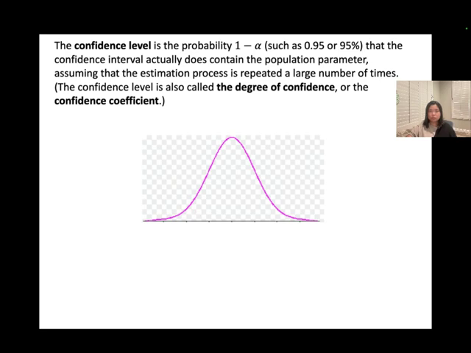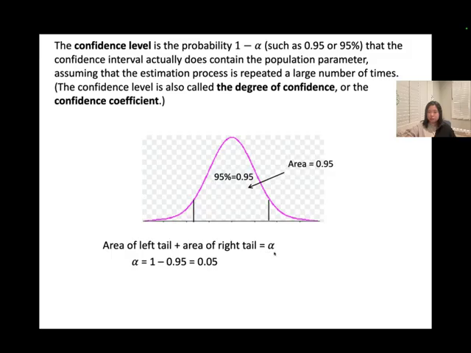Confidence level is the probability 1 minus alpha that the confidence interval actually does contain the population parameter, assuming that the estimation process is repeated a large number of times. For example, if I'm working with a 95% confidence level, that becomes 0.95. And what is alpha? Alpha is the area of the left tail plus the area of the right tail. That would be equal to alpha.